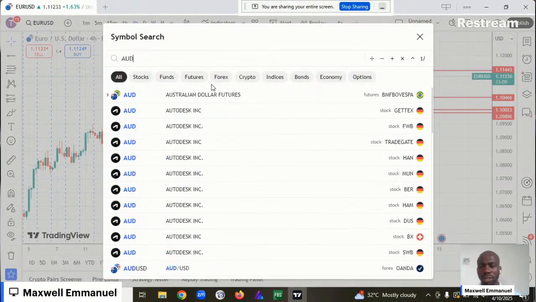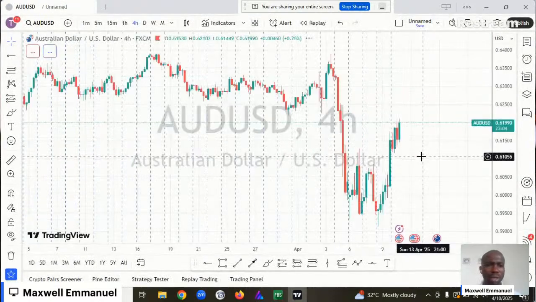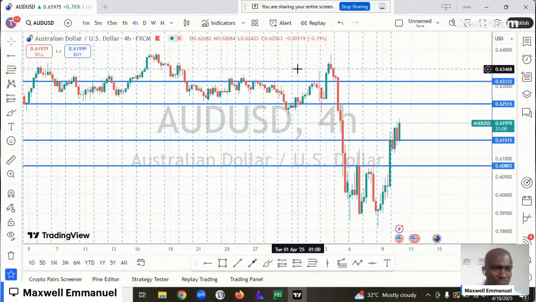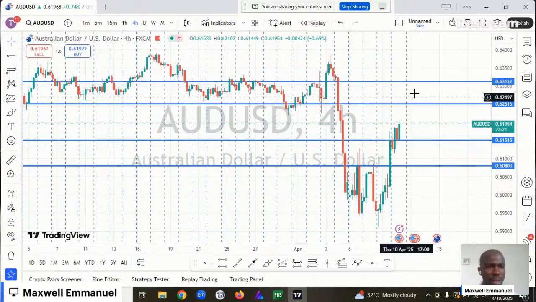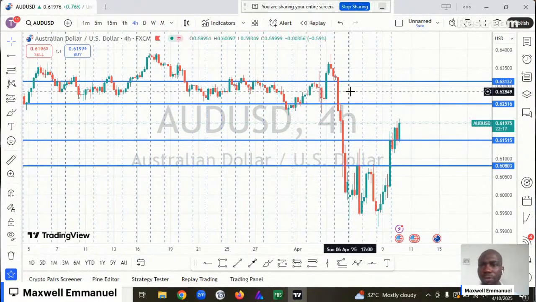AUD USD also will be bullish at the moment. I think AUD USD would still make sense since there's a breakout. Okay, let me see. I think it's still a good buy setup on AUD USD. So AUD USD is likely going to come fill this fair value gap.